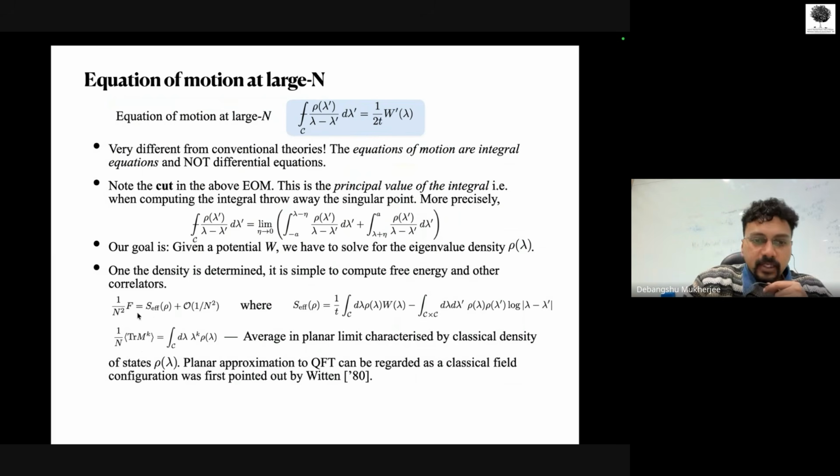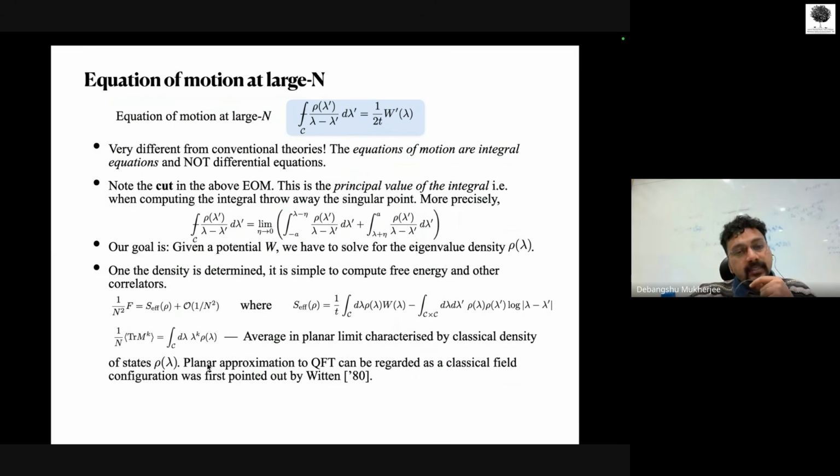Now, the average in this planar limit, so what have we achieved? Notice that the average of observables like this in the planar limit, because we are already in the 't Hooft limit, large n such that t is constant, is actually characterized by a classical density of states, because remember, we are right now doing the saddle point approximation. So this is sort of like a classical solution.